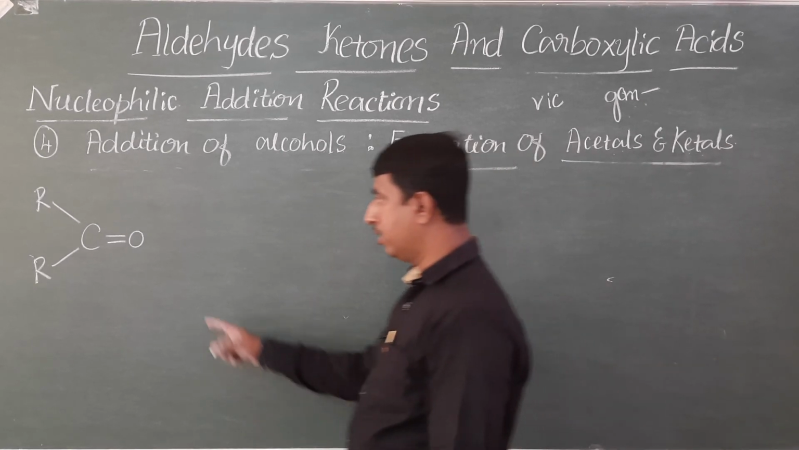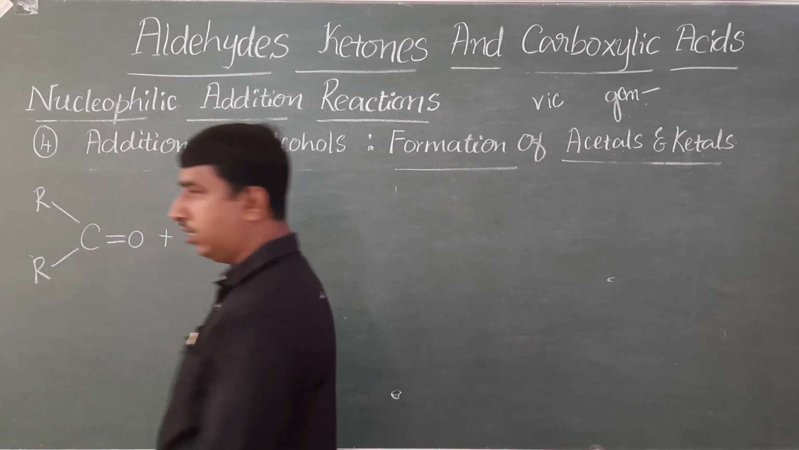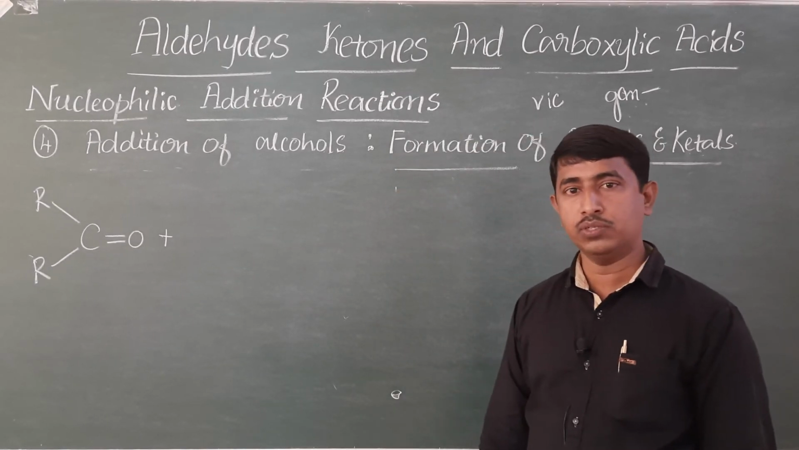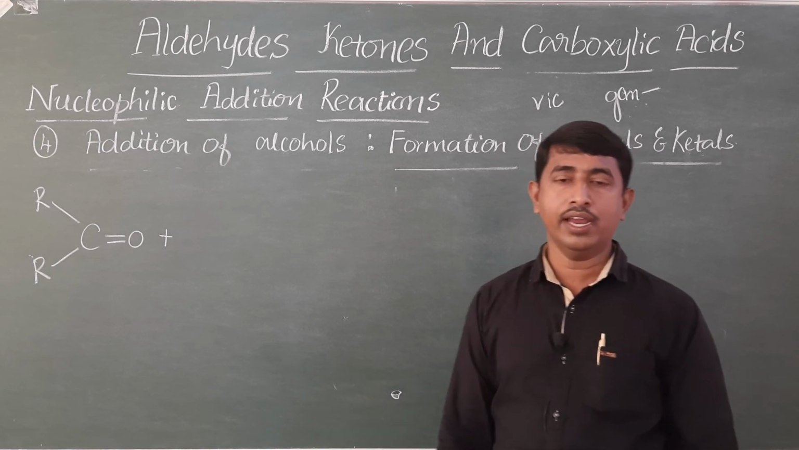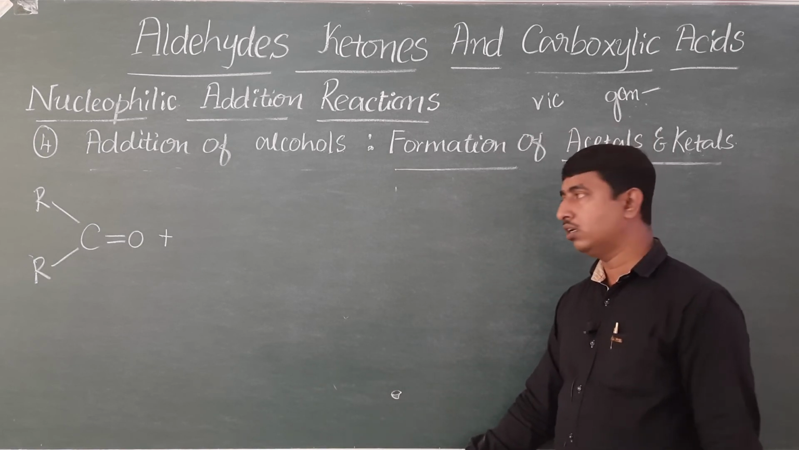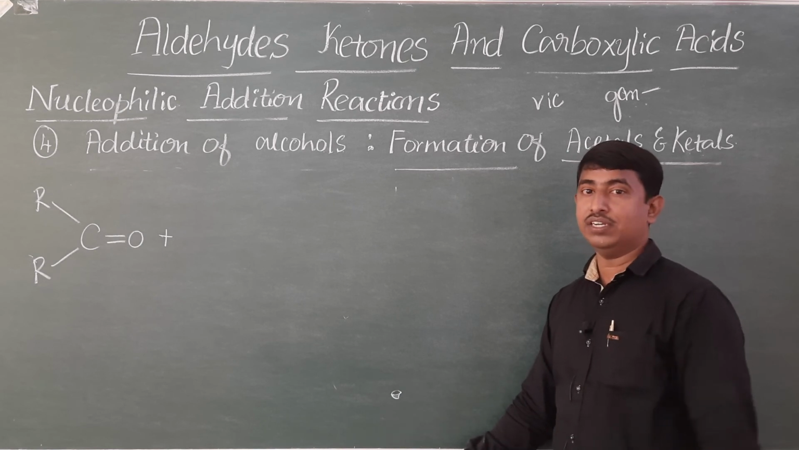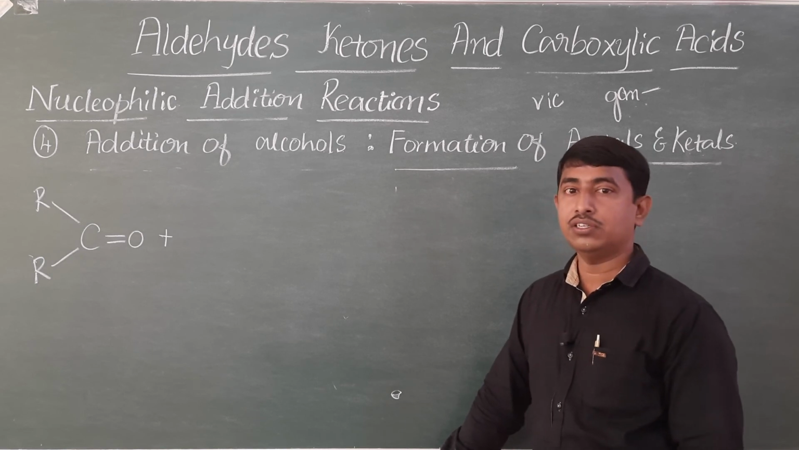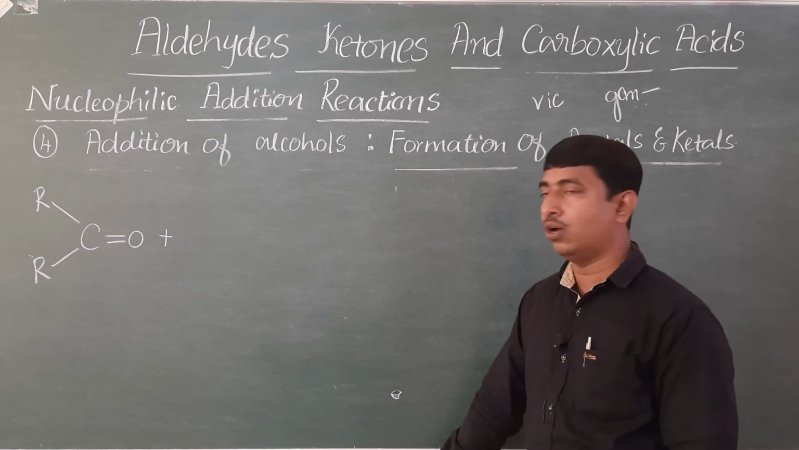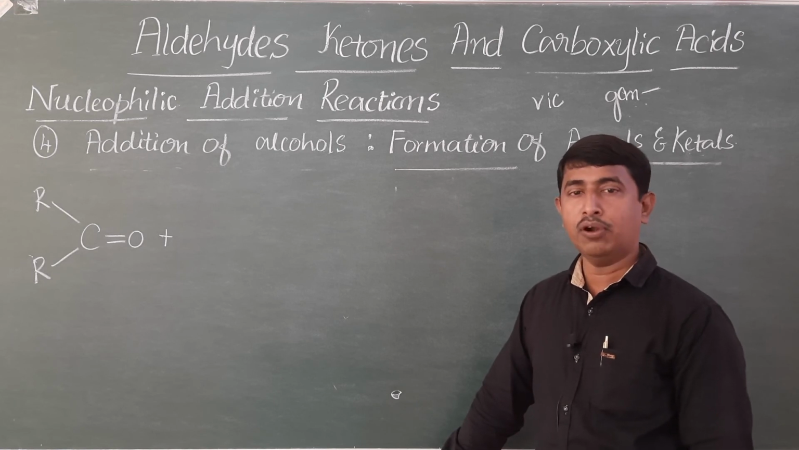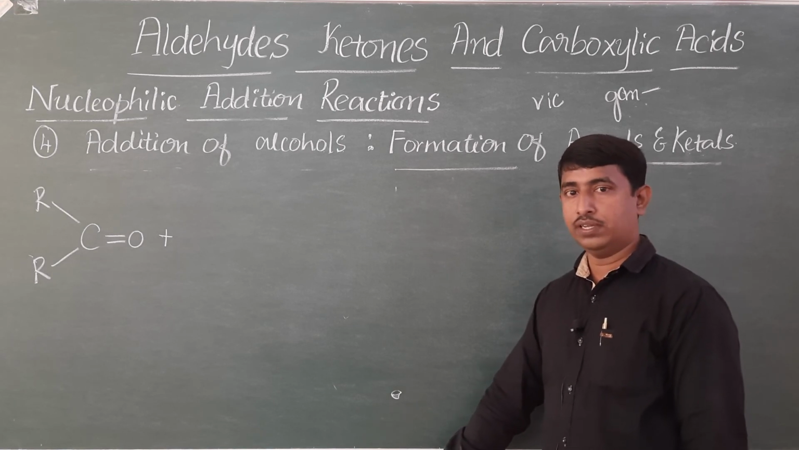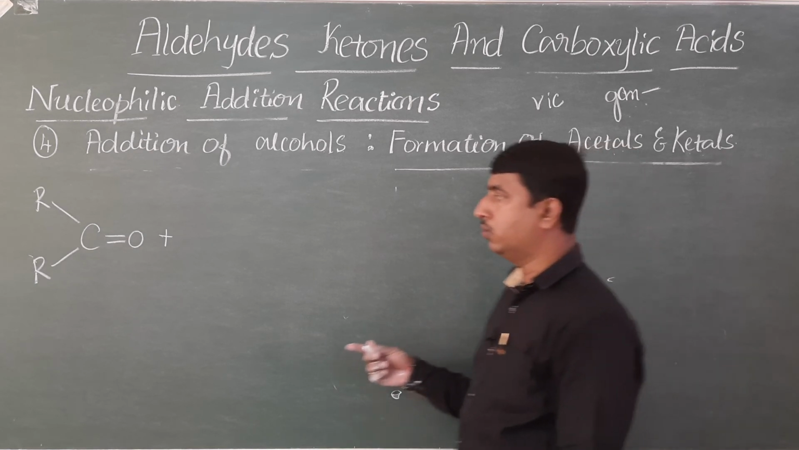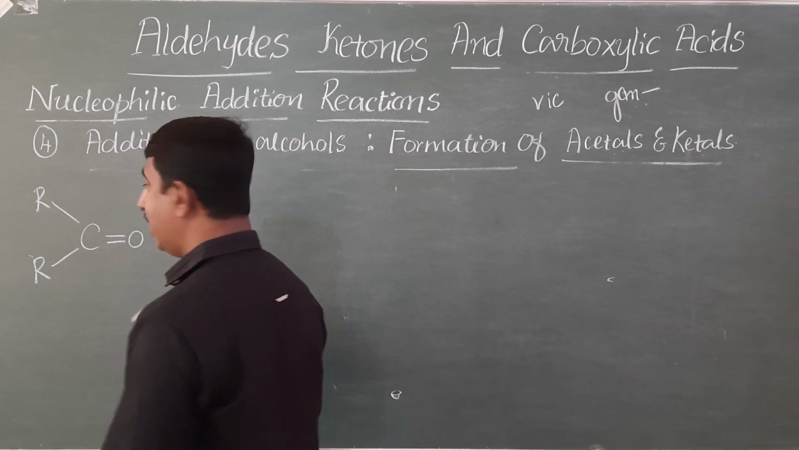So ketone reacts with dihydric alcohol instead of monohydric alcohol. What are dihydric alcohols? Alcohols containing two OH groups. So why does it react with dihydric alcohol? Because of stability. The reaction of ketone with dihydric alcohol produces a cyclic product which is more stable. So the formed cyclic product is having higher stability. So this ketone reacts with dihydric alcohol.